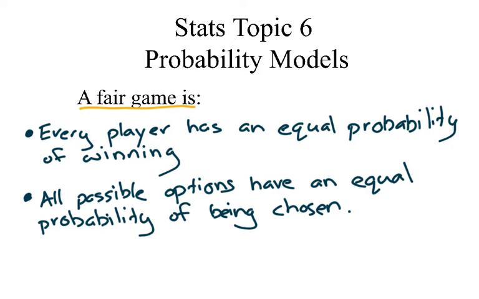or making choices. So first off, a fair game you can define as where every player has an equal probability of winning. Okay, so everyone's equally likely to win. Or instead of talking about players, you can talk about options. So all possible options have an equal probability of being chosen.